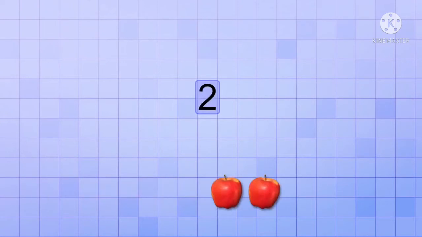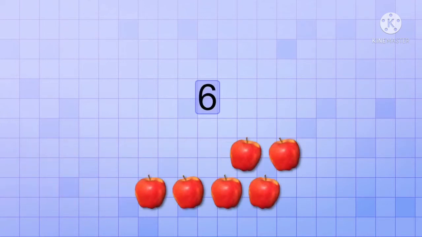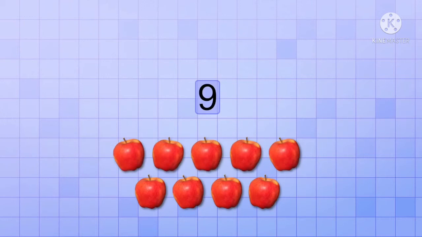For example, if we start with no apples at all, we put the digit 0 in the number place, because 0 means none. But then, as the apples start coming in from the orchard, we begin to count. 1, 2, 3, 4, 5, 6, 7, 8, and 9.